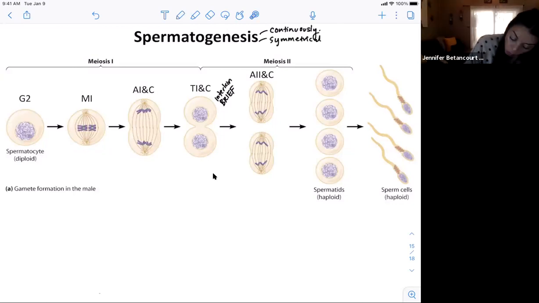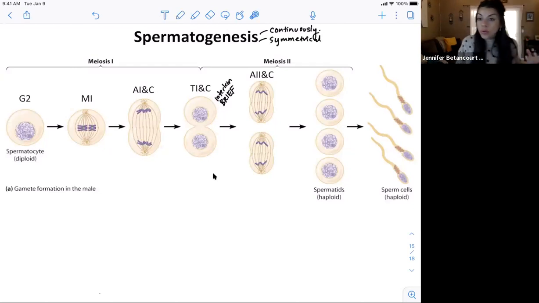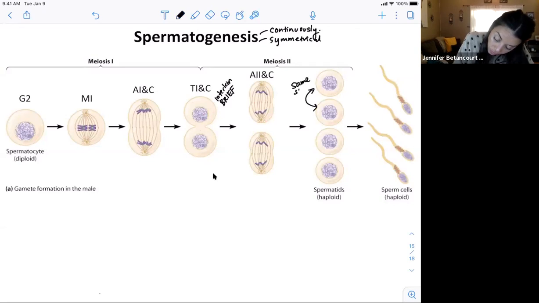So you can see what I mean by symmetrical. After anaphase 1, you can see here in telophase, both of those cells look about the same size. So if this is your starting size cell, and we follow just this cell, it will undergo all the phases: prophase 2, metaphase 2, anaphase 2, telophase 2. These cells are also the same size. So this is symmetrical.